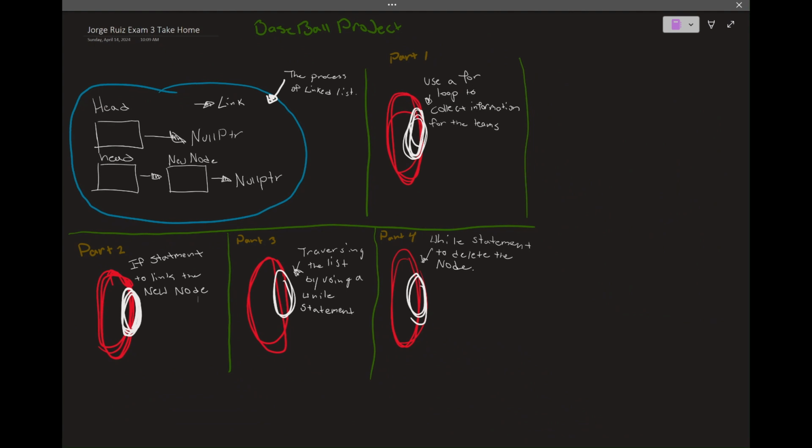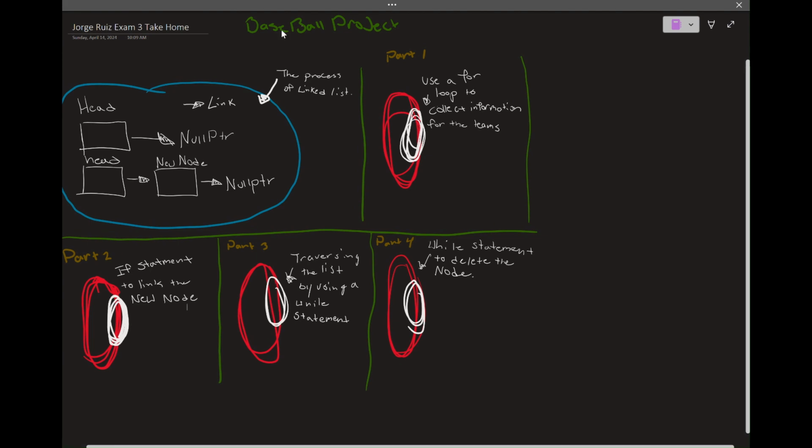For part one, we use a for loop to collect information for the team. Part two, we use an if statement to link the new node to the linked list. For part three, we are traversing the list by using a while statement. And for part four, we're going to use a while statement to delete the node.